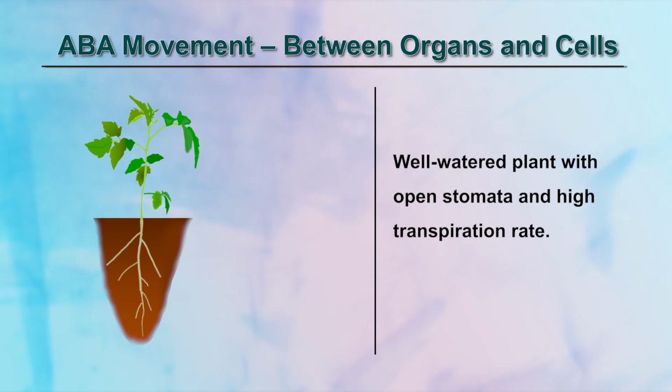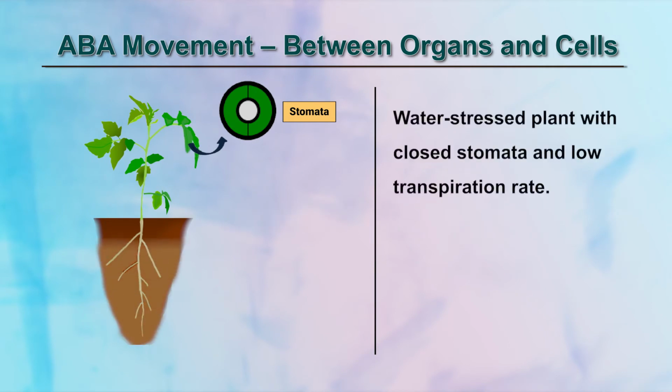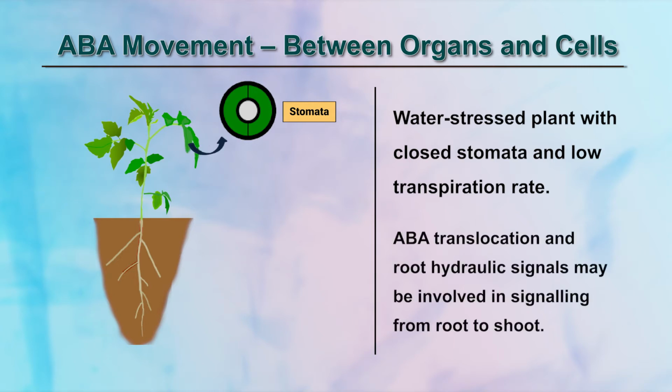In a well-watered plant, the ABA level is low. Consequently, the stomata are open and there is normal transpiration. But if there is water stress such as drought condition, that induces biosynthesis of ABA in the root, then the ABA is transported to the shoot and ultimately to the leaf, where it causes closure of the stomatal pore and reduces the rate of transpiration and thereby the loss of water.